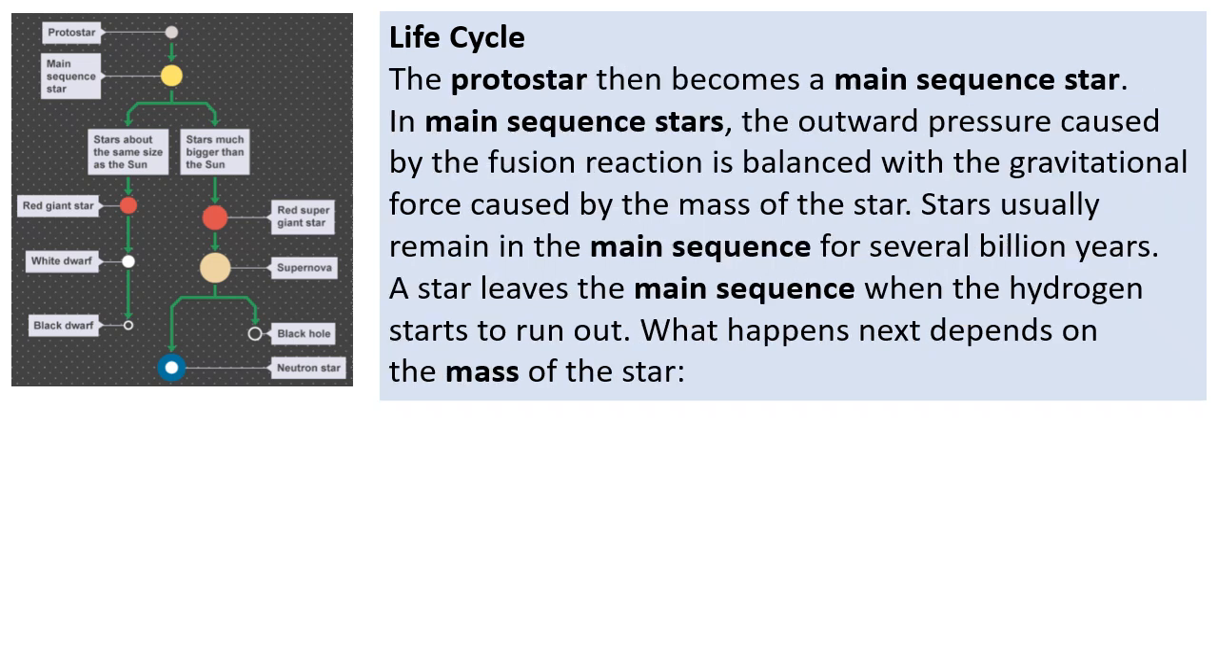The protostar becomes a main sequence star. In main sequence stars, the outward pressure caused by nuclear fusion is balanced by the gravitational forces caused by the mass of the star. Stars usually remain in the main sequence for several billion years. As the star leaves the main sequence, when the hydrogen runs out, what happens next? Well, there are two situations.